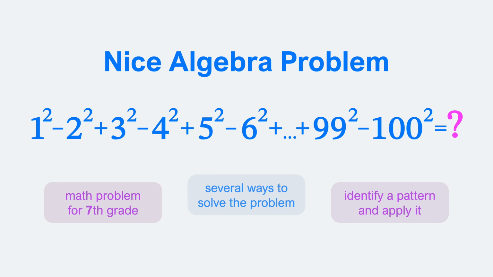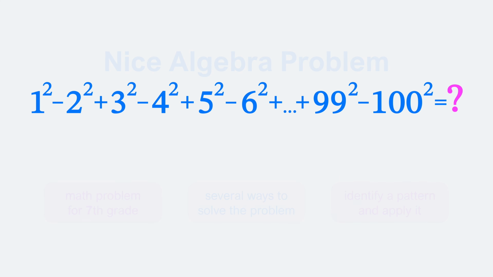There are several ways to solve this problem. One way is to calculate each square directly and then add and subtract the resulting values. But of course, that's not our option. Let's carefully look at the expression.